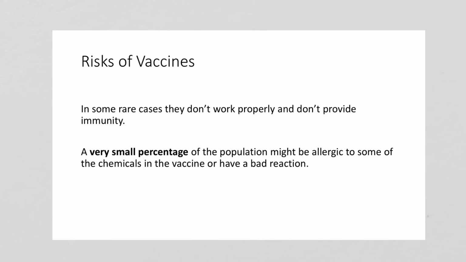Risks of vaccines: in some cases, very rarely, they don't work, and then the person doesn't have immunity. Now, they wouldn't have immunity anyways if they weren't taking the vaccine, but it would certainly be a shock if you thought you were immune to a disease because you had a vaccine and then all of a sudden you caught it. There's also a very small percentage of the population that can have an allergic or bad reaction to the chemicals in the vaccine, and we talked about that with the people who shouldn't be vaccinated. Now, that is very rare. Again, for the measles vaccine, the MMR, it's about 1 in 100,000. So quite a small percentage.